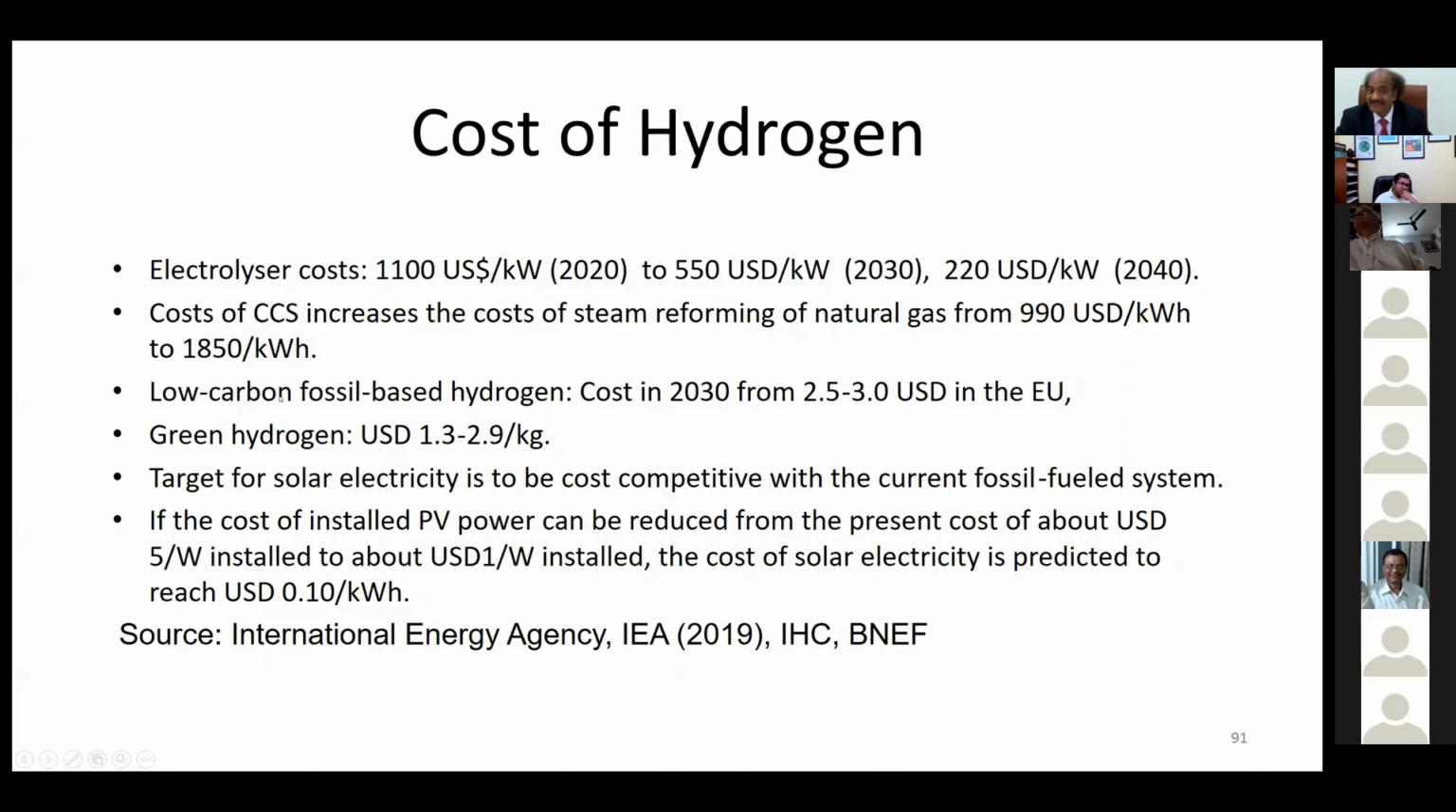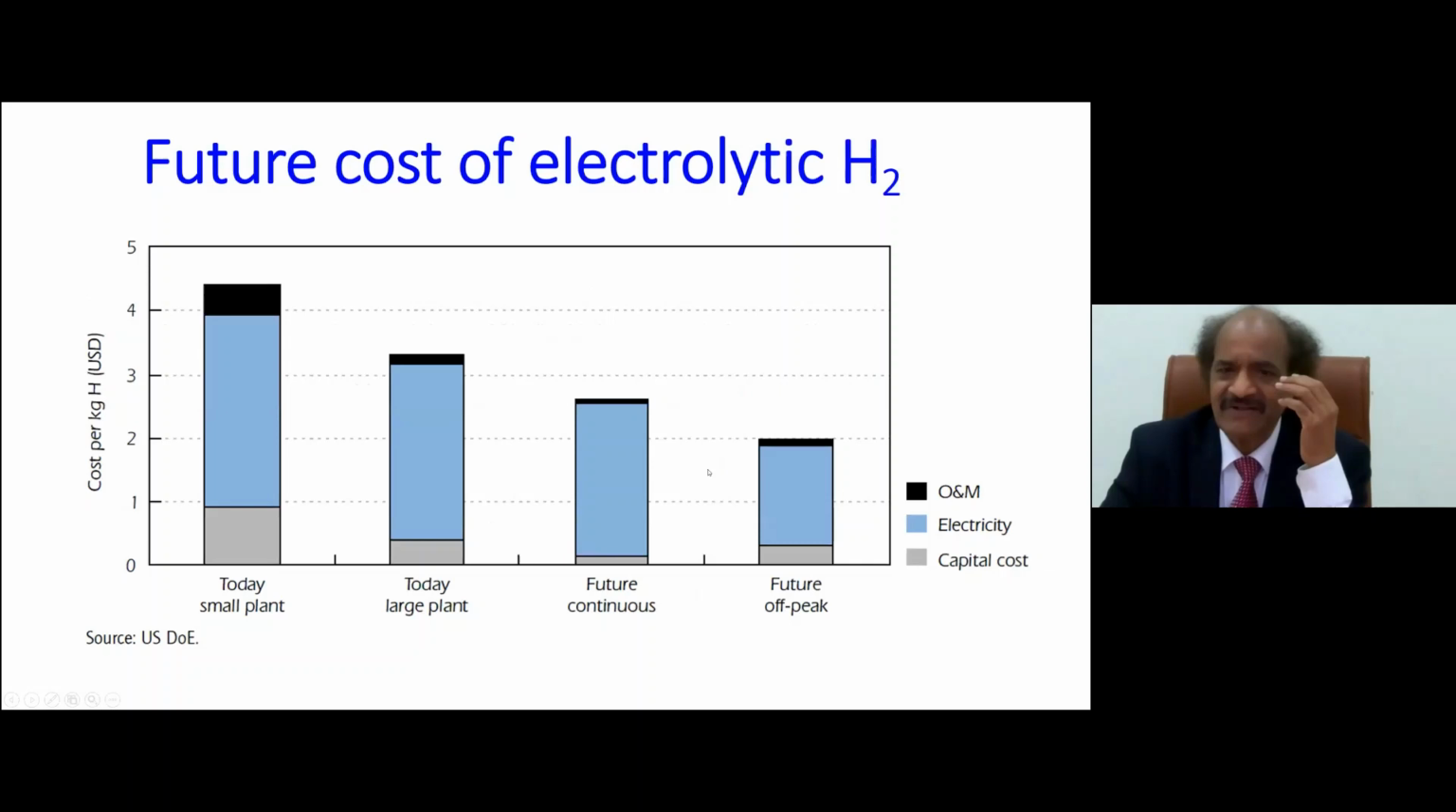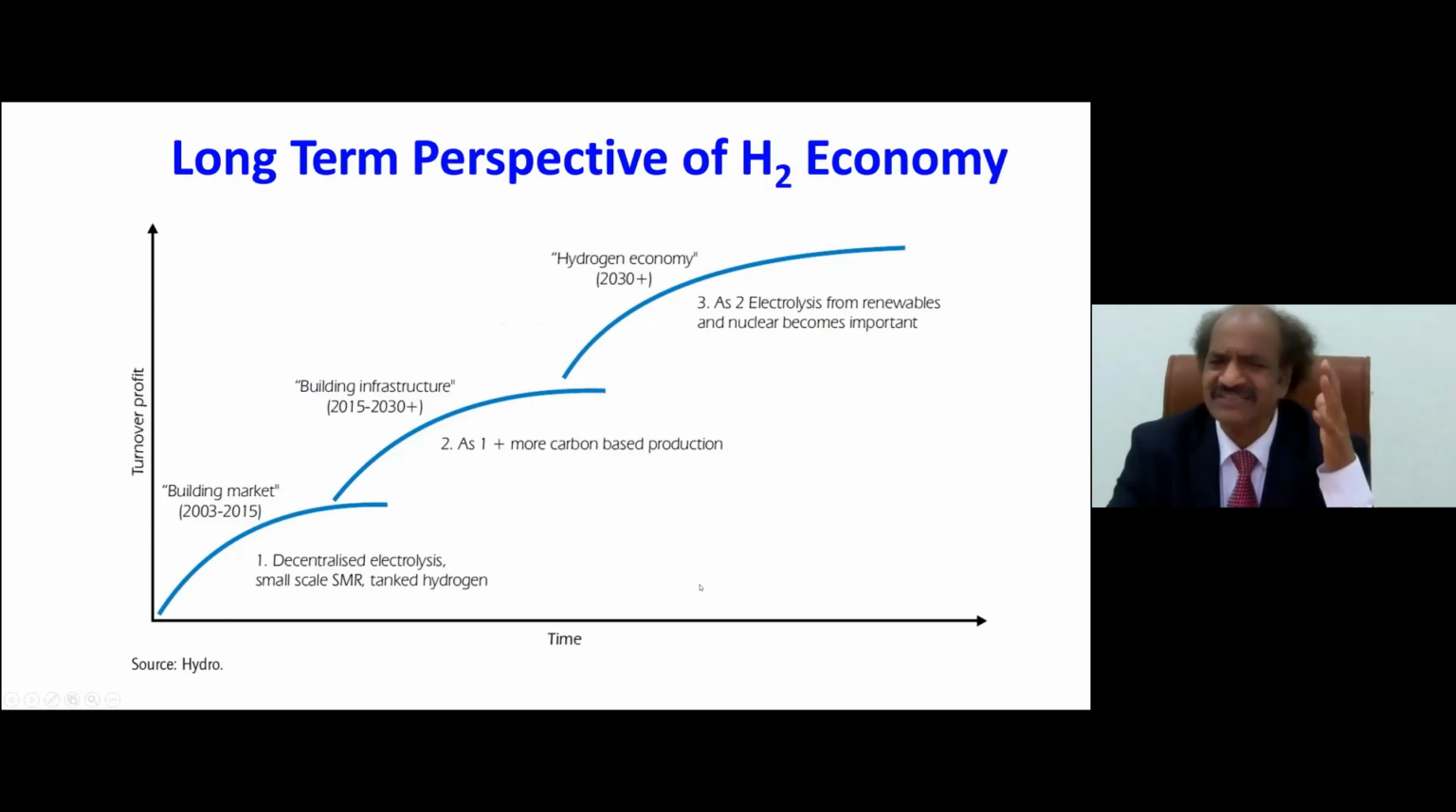What it means is, if the solar electric cost is competitive, because electricity is required even in those cycles, we require the cost of electricity to go down. The installed PV power cost can be reduced, for example, from about $5 per watt to $1, then the solar electricity cost will be about 10 cents per kilowatt hour. That is what is predicted. Ultimately, your target for any technology, including the operational and maintenance cost, should be less than $2. If you achieve that, you are in the business. That is going to happen by 2030. So the hydrogen economy is going to be a reality. I'm happy that this is what is happening.